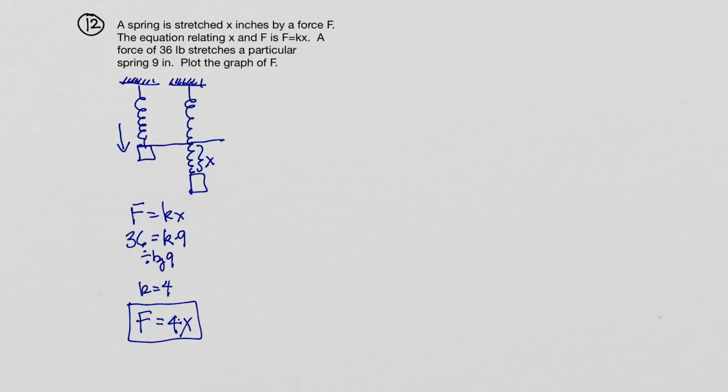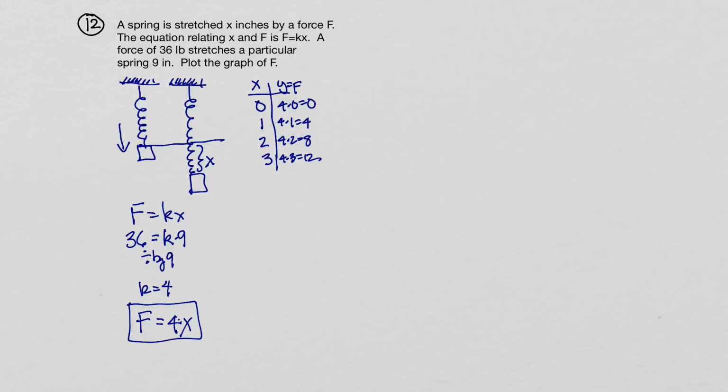So we can just make a little table. Here's x and y. Now when x is 0, our y is F. We get 4 times 0, which is 0, so the curve goes right through the origin. At 1, to stretch it 1 inch, F is going to be 4 times 1, which is 4. So to stretch this spring 1 inch, we need 4 pounds of force. At 2, we get 4 times 2 is 8. At 3, we get 4 times 3 is 12.